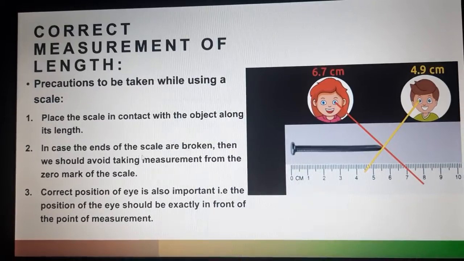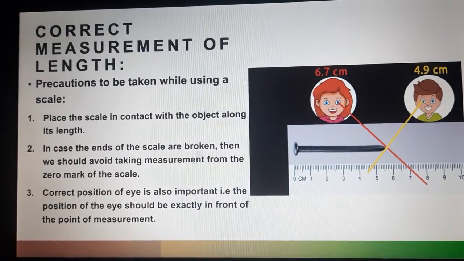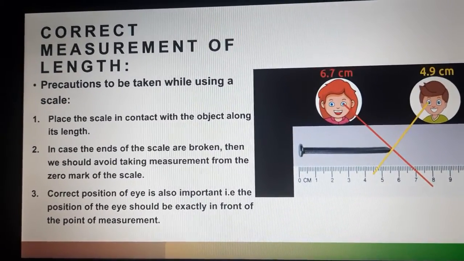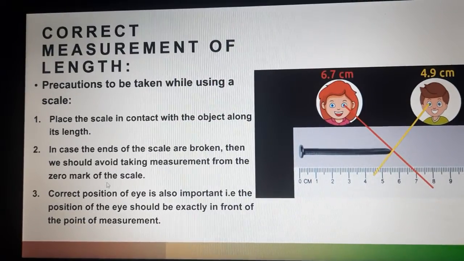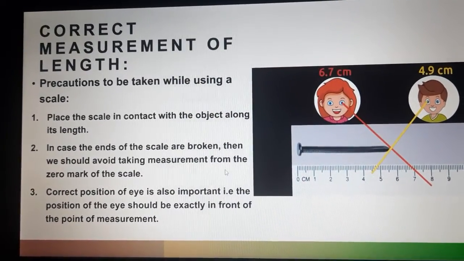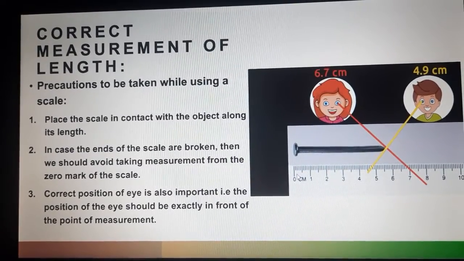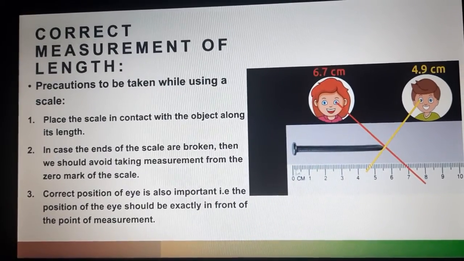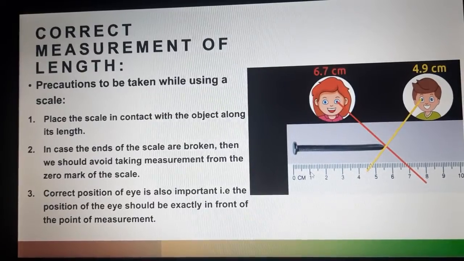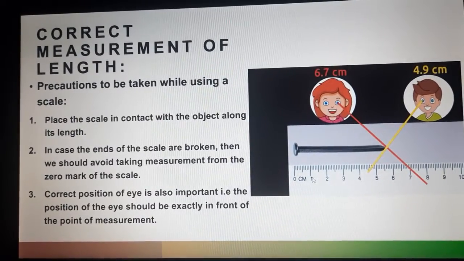In case the ends of the scale are broken, then we should avoid taking measurement from the zero mark of the scale. So if the beginning of the scale is itself broken, we have to avoid this and then start from the 1 centimeter mark.